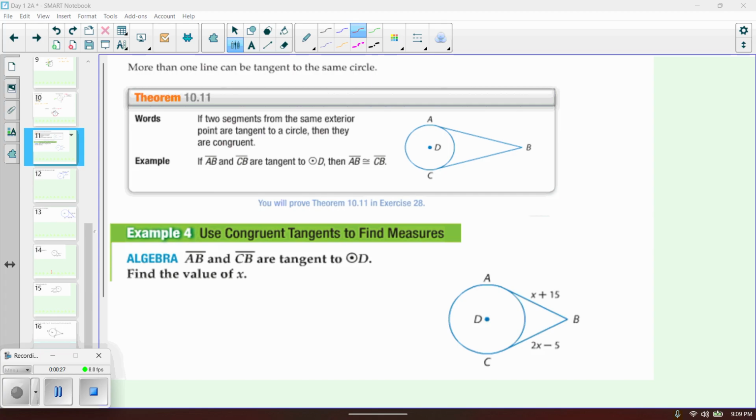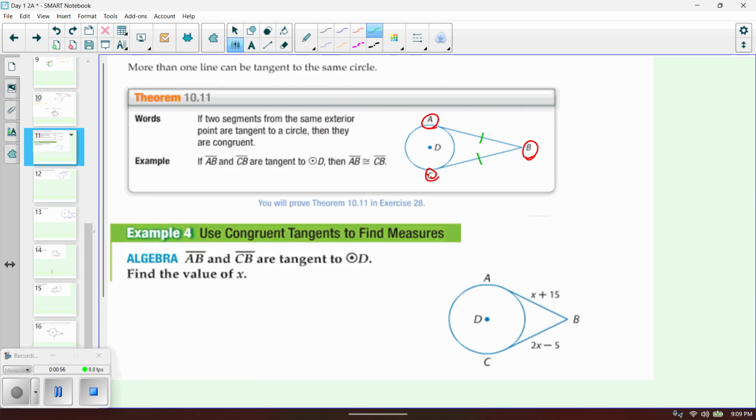So what does that mean? We have an exterior point, some point outside the circle. That's B, way out here. If the two line segments that go from B hit the circle at a point of tangency, so point C right here is a point of tangency, point A is a point of tangency, then that line segment and that line segment are congruent. They have to be the same length.